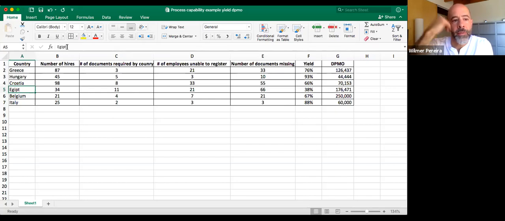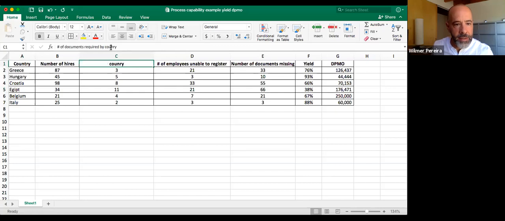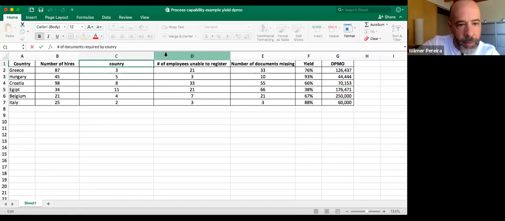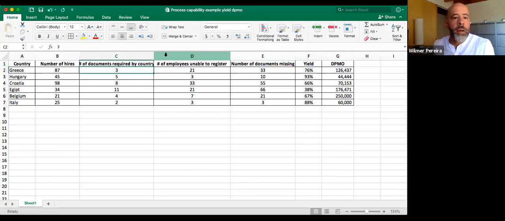Here we have countries and the number of hires. Greece, there were 87 hires, Hungary 45, Croatia 98, Egypt 34, and so forth. This is over a period of time, let's say a month. Column C shows the number of documents required by country. Greece has 3 documents required, Hungary 5 documents required, and so forth.